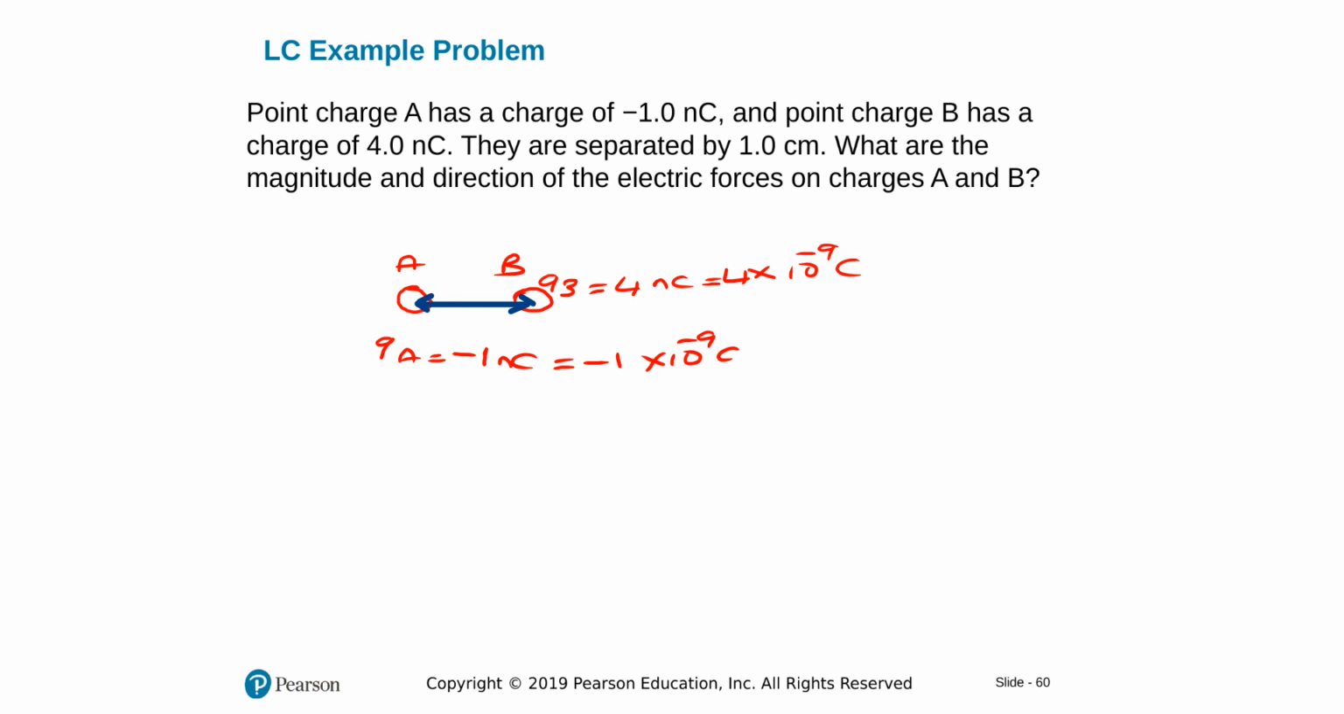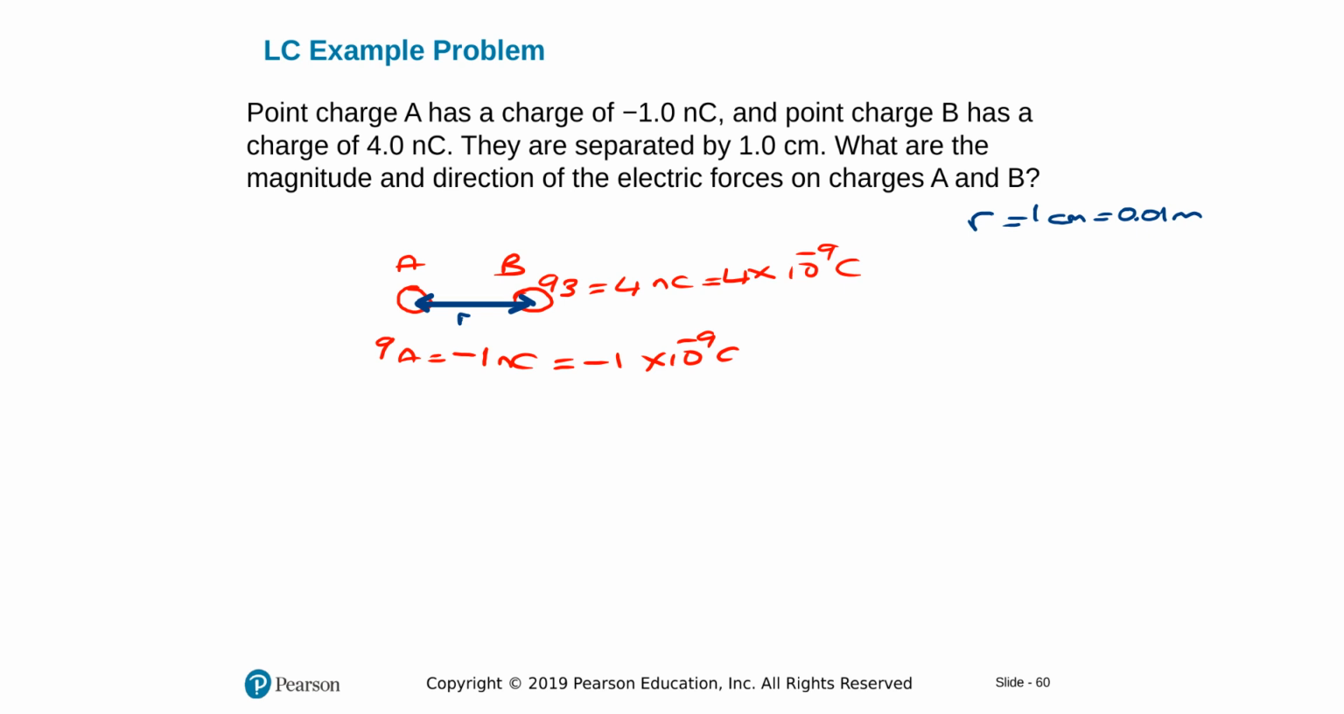That's R. I'm gonna put this aside here. It's getting too much clutter in the picture. I have 1 centimeter. Convert to meter, always divide by 100, so 0.01 meters.